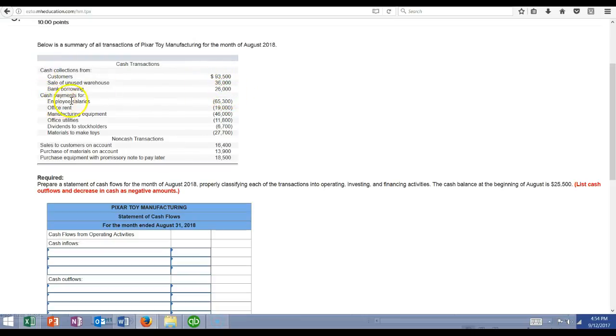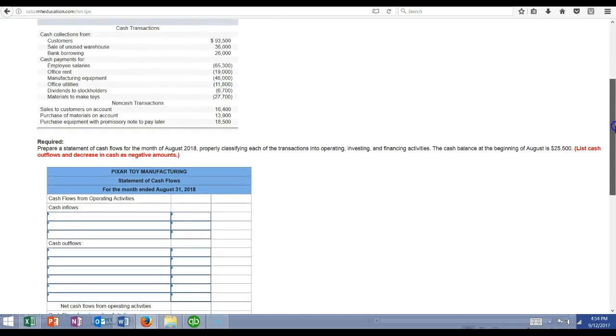Now our payments: employee salaries, office rent, office utilities, and materials to make toys all have to do with the operating activities of a business. The manufacturing equipment is a long-term asset, so that would be investing. And then dividends to stockholders relates to financing activities. Remember, we do not deal with any non-cash transactions. We are only focusing on cash transactions.